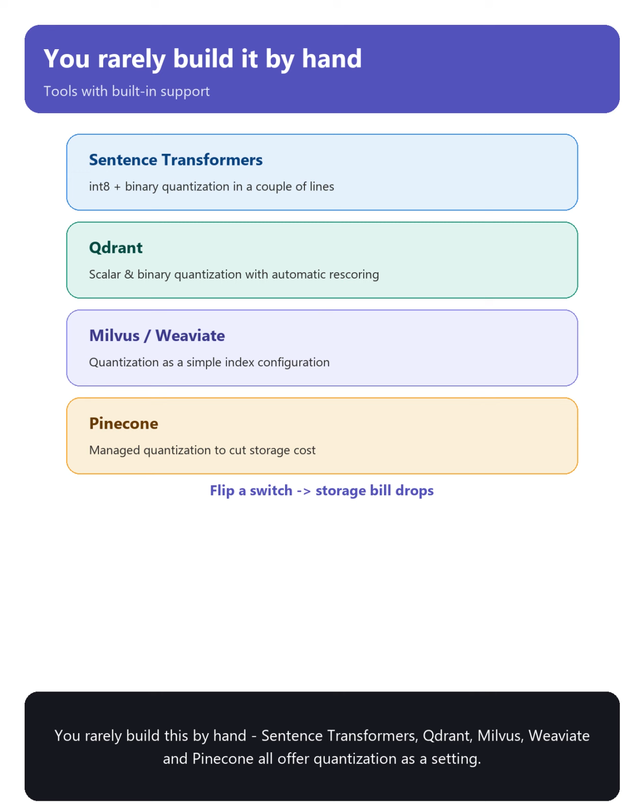So who does this for you? The good news is you rarely build it by hand. Sentence Transformers from Hugging Face has built-in support for int8 and binary quantization in a couple of lines. Vector databases like Qdrant, Milvus, Weaviate, and Pinecone all offer quantization as a configuration setting. Qdrant in particular is known for strong scalar and binary quantization with automatic rescoring. You flip a switch, and your storage bill drops dramatically.